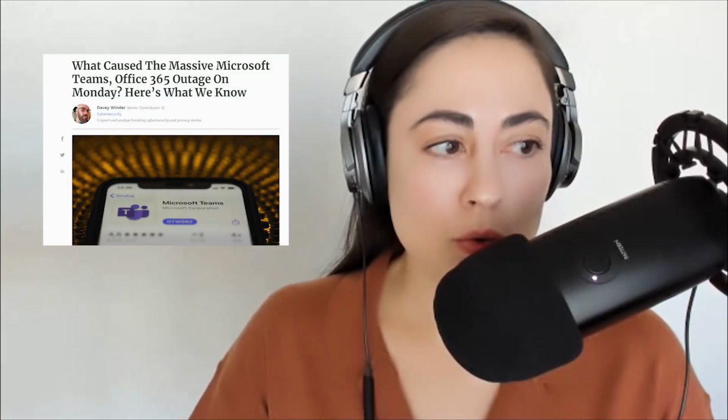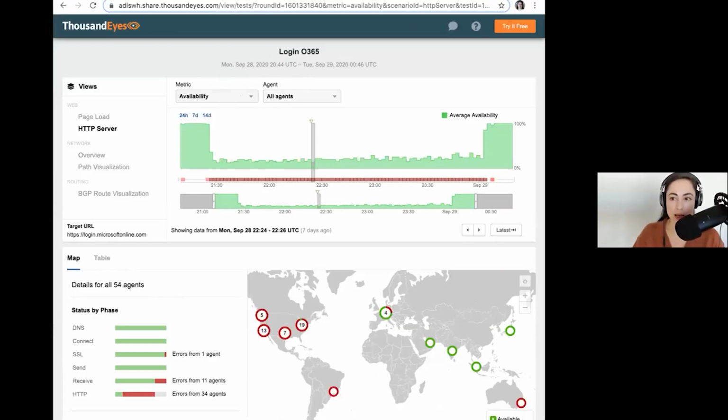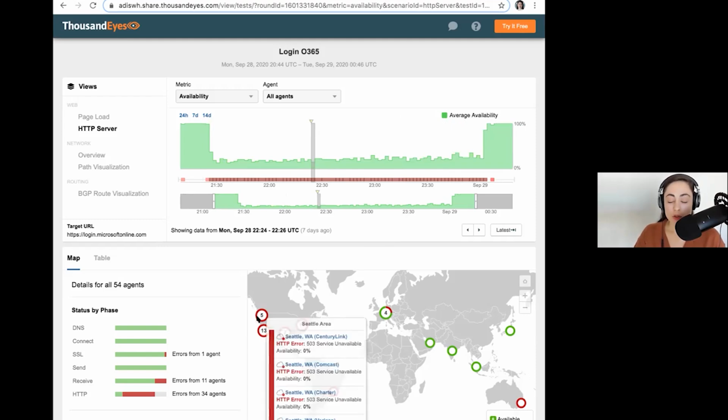So just to jump right into the Microsoft incident, we're going to take a look at what we saw as this went down. Here we're looking at availability to Microsoft, specifically login.microsoftonline.com, which is the front door to Azure AD, the service that's used to access Office 365, Azure services, and other Microsoft services. We'll talk a little bit about Azure AD in a moment. You can see that during the course of the incident, when availability dipped pretty significantly, there are a lot of locations receiving 503 service unavailable errors, indicating the service is down. We're also getting receive errors, so some timeouts as well during this particular incident.